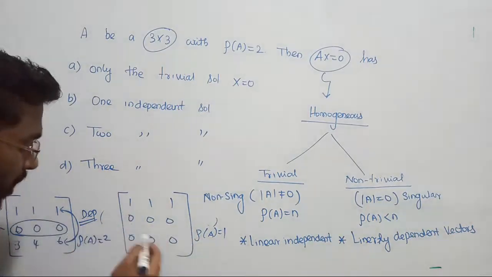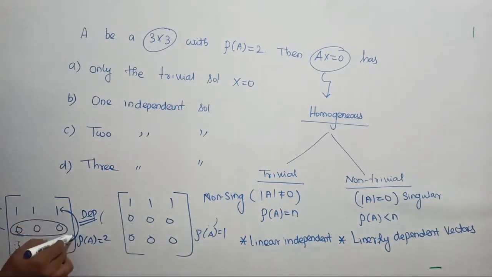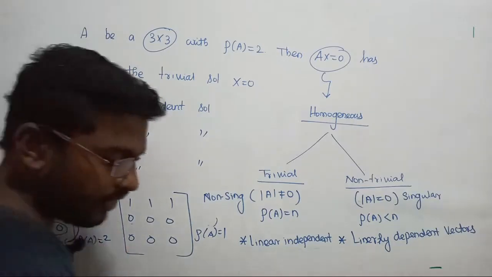Here we have what? What is the conclusion here? Here I have two linearly independent vectors, right? One is depending on the other. So what is the conclusion here?